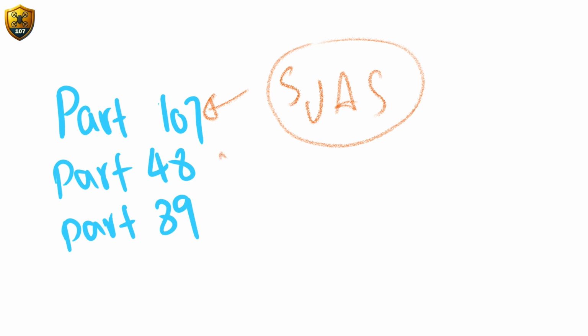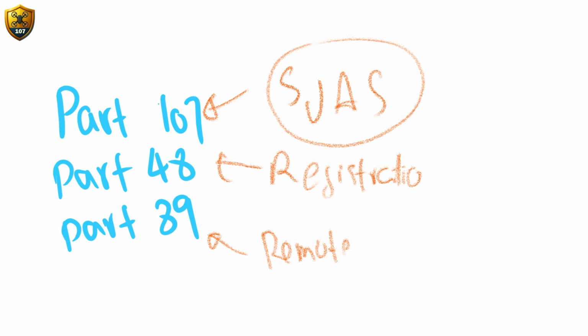Part 48 deals with the registration, so that is also important. And also part 89 is regarding remote identification. So remote, let me write it as remote ID. So these are the things. Remote identification is again for UAS, small unmanned aircraft systems, right? So these are the things that are important for us. And also we have title 49, that is something different, but that's also important for us.